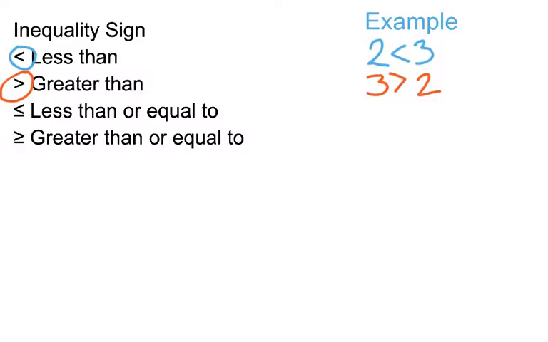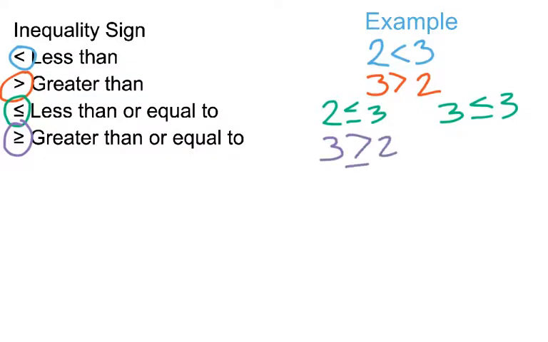Anytime you see that bar, it means or equal to. So when you look at this one, this is less than or equal to. So 2 is less than or equal to 3. But you also could do something like 3 is less than or equal to 3, because it could be less than or it could be equal to. That's the whole point. And then the last one is greater than or equal to. So 3 is greater than or equal to 2. Or you could also do 3 is greater than or equal to 3, because 3 equals 3. Okay, so that should not be new information. That should be from elementary school.